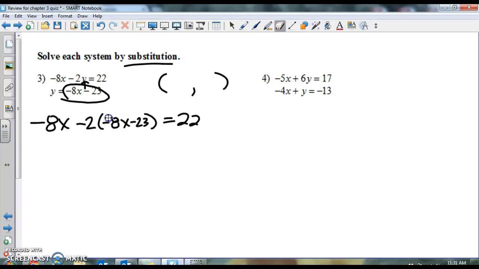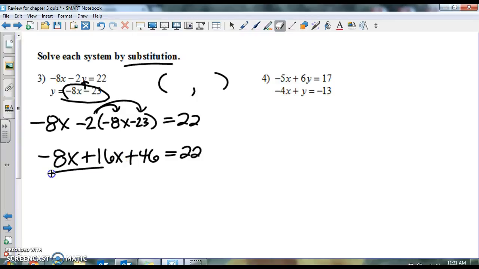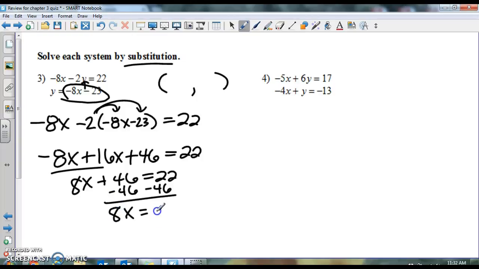Then you're going to distribute and solve for x. So I'm going to distribute. Bring down the negative 8x. Negative 2 times negative 8x is a positive 16x. Negative 2 times a negative 23 is a positive 46 equals 22. We're going to add these together. So negative 8x plus 16 is 8x plus 46 equals 22. Then you're going to subtract 46 from both sides. And you get 8x equals a negative 24. Divide each side by 8, and x equals negative 3.